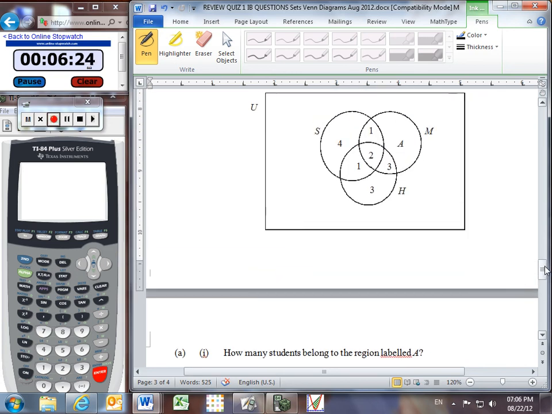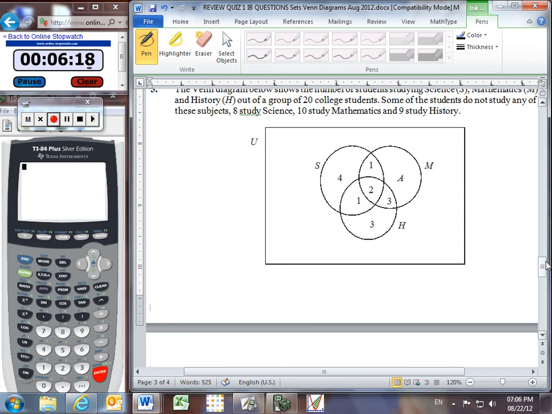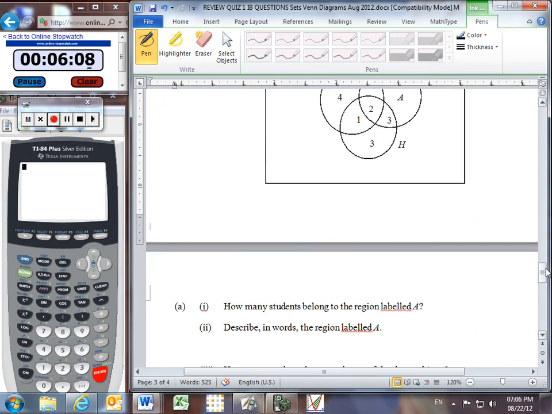Well, we know how many math students there are, right? It tells us that 10 study mathematics. We've already used 1 plus 2 plus 3 of them, a total of 6, and that must mean that there's only 4 left. So our 10 math students minus the 1 plus 2 plus 3 yields 10 minus 6, which is 4 students, and therefore A is equal to 4.